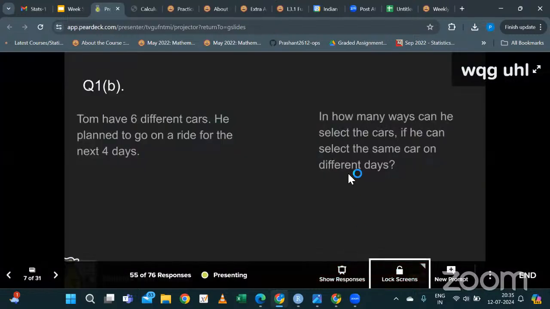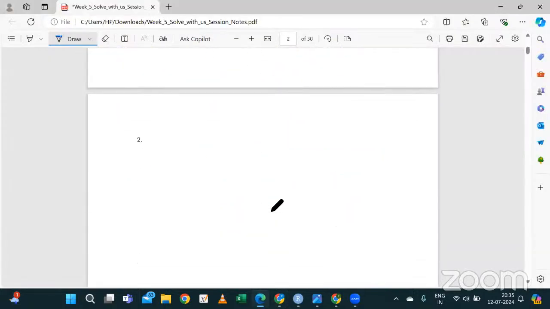Let me see. So here, Tom can use the same car on different days. That means what? Initially he had six cars, C1, C2. Repetitions are allowed. Yeah, correct. Repetitions are allowed. So that is a key thing you have to understand while you are doing any question.